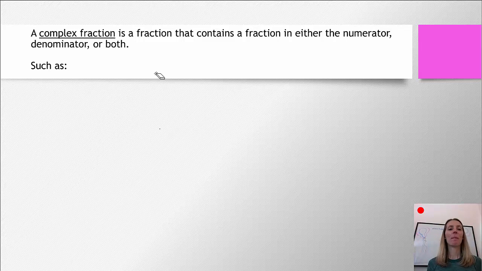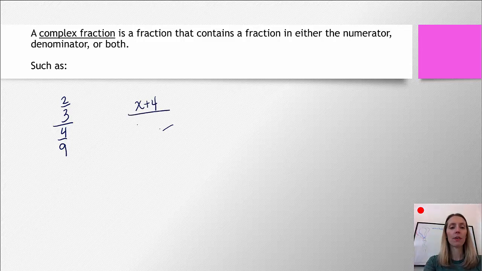Some examples of complex fractions include 2/3 over 4/9. So we see that there's a fraction in both the numerator and the denominator for that one. We could also have (x+4)/(x+1) divided by 7 as another example of a complex fraction. We know that this is a complex fraction because the denominator has a fraction within it.